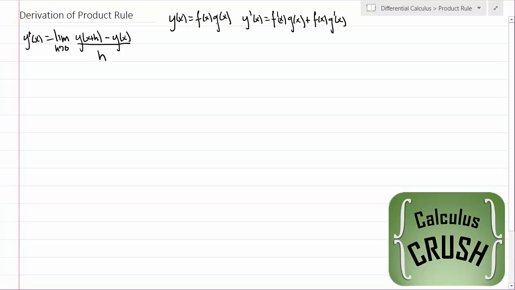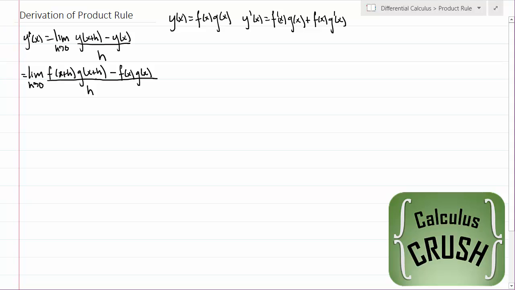Now, all we need to do is substitute in f and g for y of x. So this is equal to the limit as h approaches 0. So y of x plus h would just be f of x plus h times g of x plus h, minus y of x, which is just f of x times g of x, all divided by h.